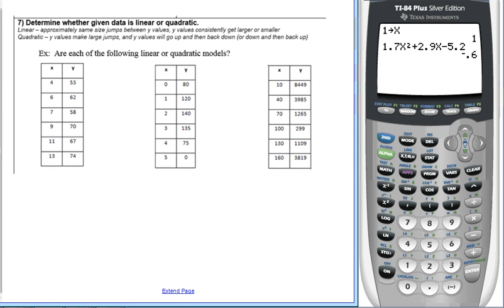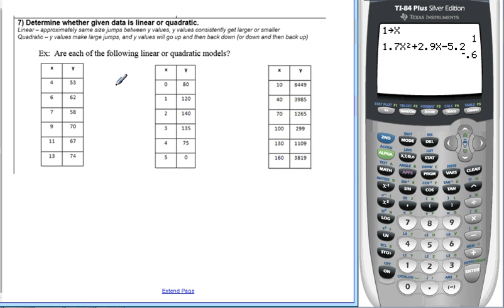Okay, last type of question for the study guide. Determine whether the given data is linear or quadratic. So what you're basically looking for here is, does it follow a linear pattern of jumping by the same amount, having a slope? My y values have a similar jump up or a similar jump down. Quadratic means it's got big jumps, or it might start going down and then go back up.